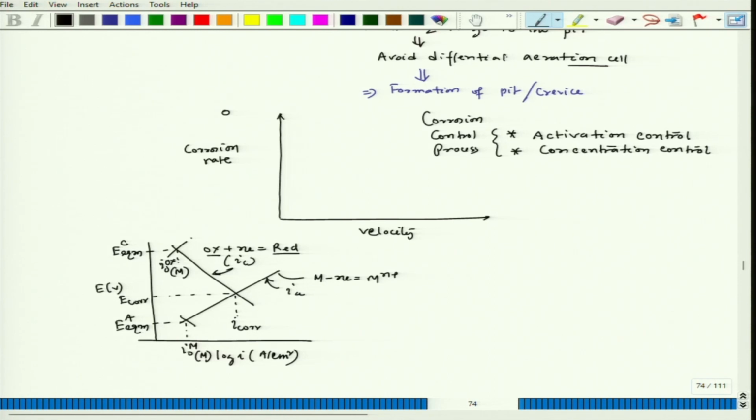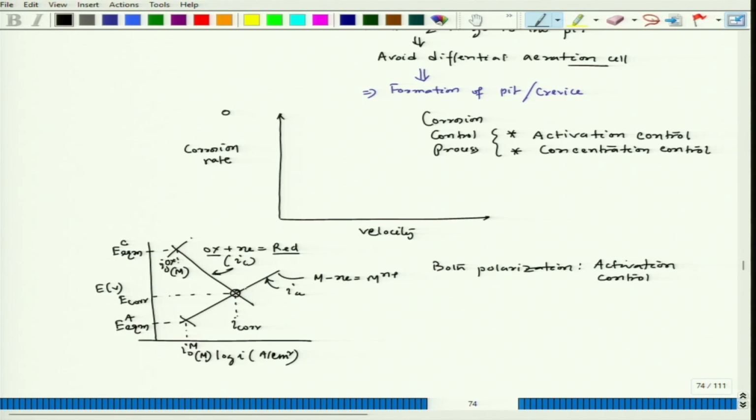When we have this kind of interaction, you could see that both the polarizations are activation controlled. And the mixed potential, which is this point, is also achieved due to the interaction between two activation controlled polarizations, both the cathodic as well as anodic polarization. That time we call it corrosion is controlled by activation process.